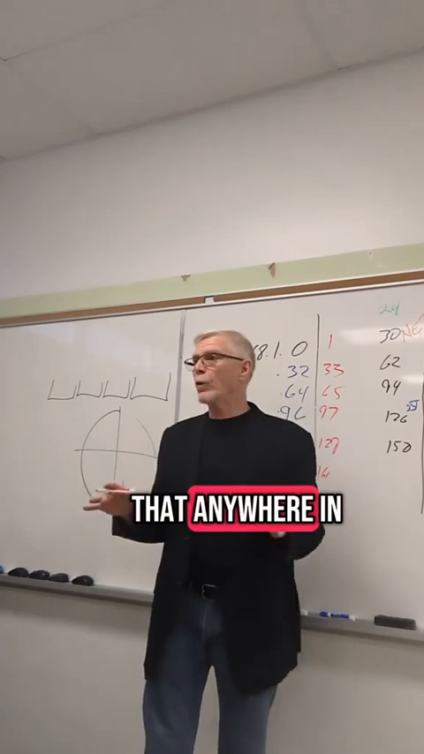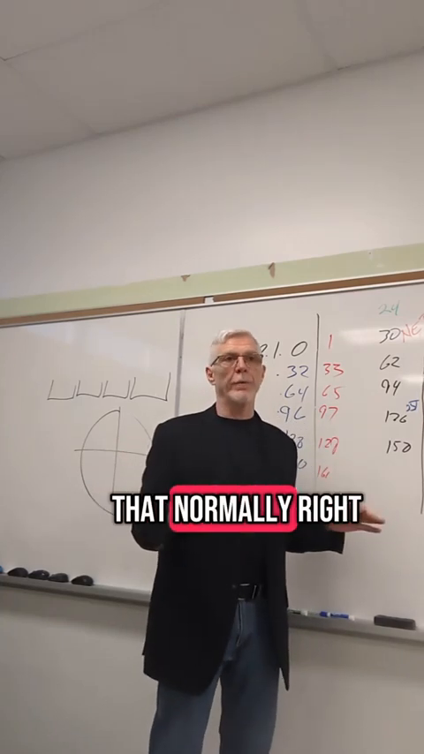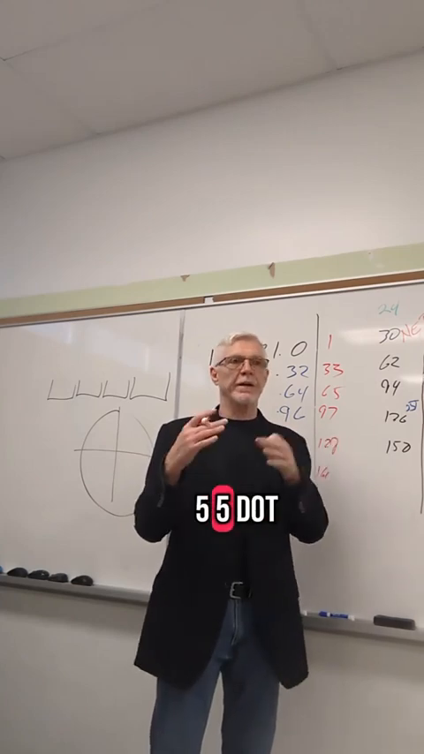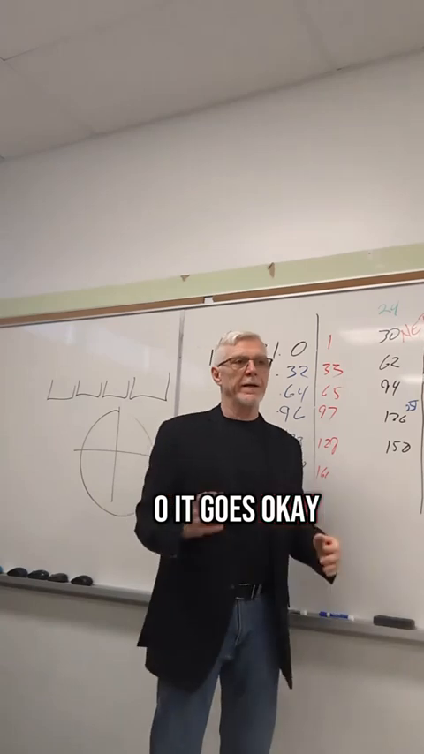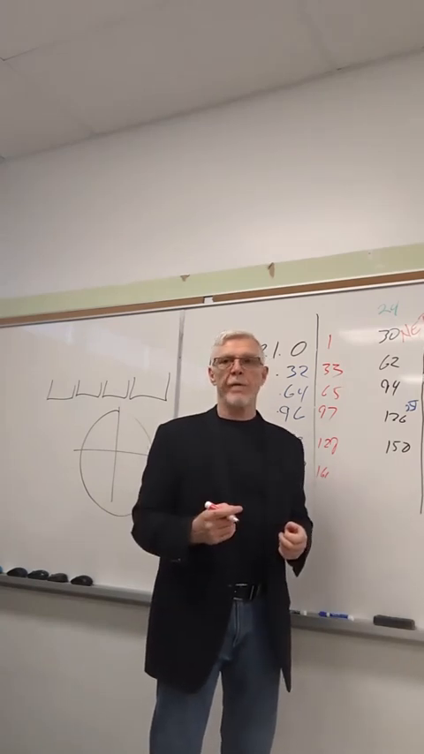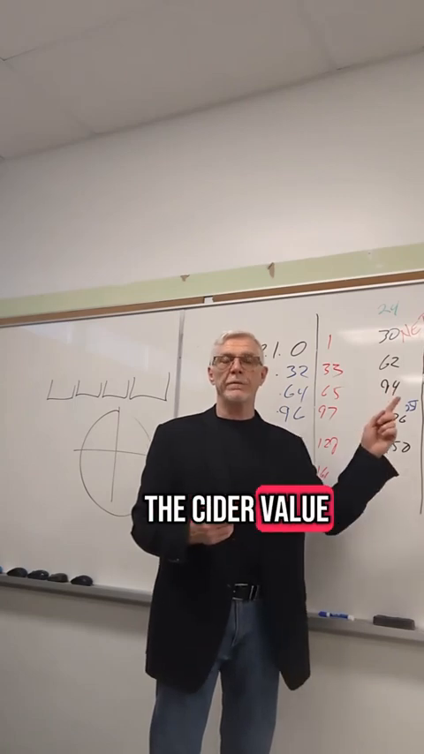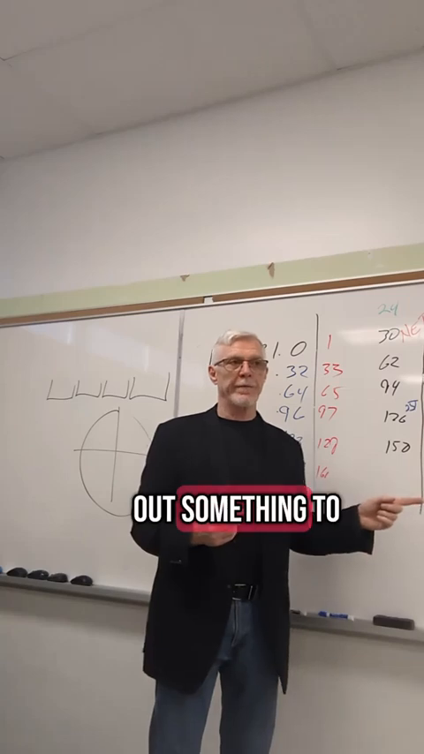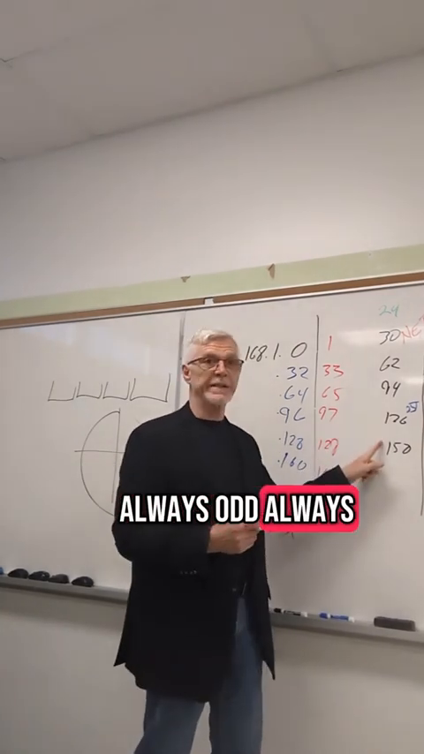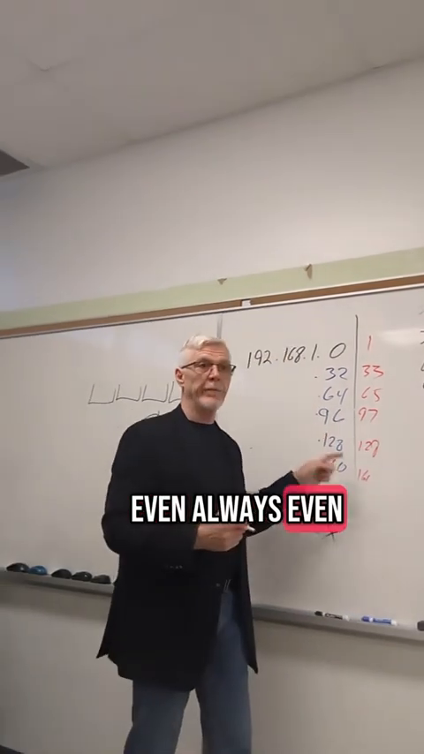We don't put that anywhere in. The computer calculates that normally, right? Same way when you put 192.168.1.0, 255.255.255.0, it goes, oh, okay. It takes off 2, takes 1 for the broadcast. My broadcast is 255. If I know the CIDR value, I can figure out the subnet mask. These things always work the same, right? Always odd, always even, always even.